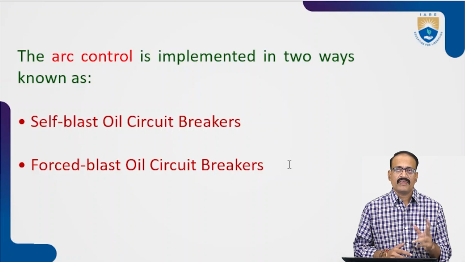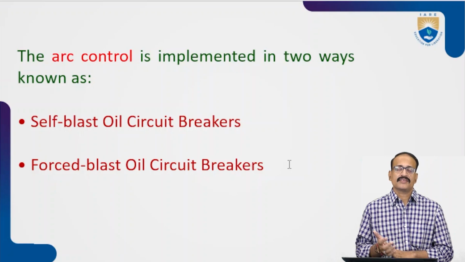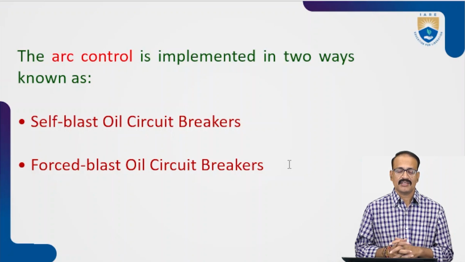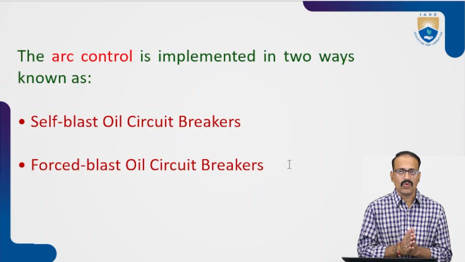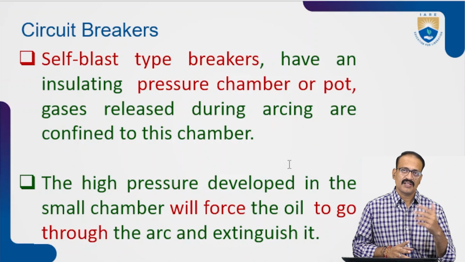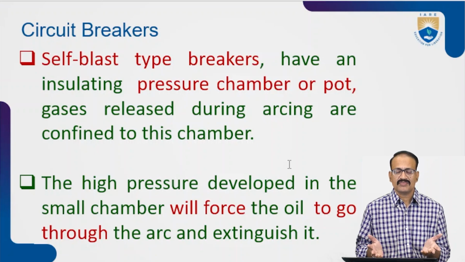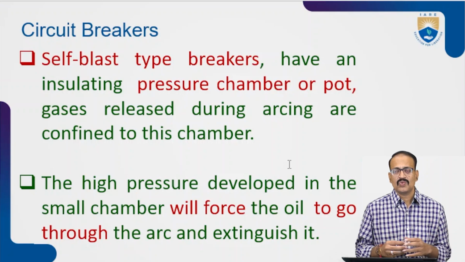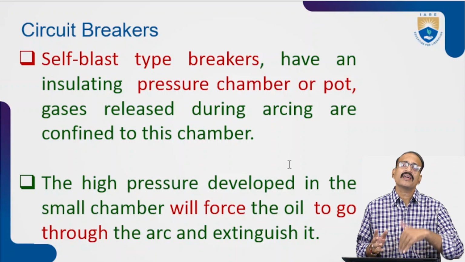We have two ways to control the arc, that is self blast and forced blast. Self blast means we are not using any external force here. In self blast, we have a chamber, and there are three different types of chambers. Whenever the arc is struck, automatically the oil evaporates and gases are released. These released gases build up the pressure.